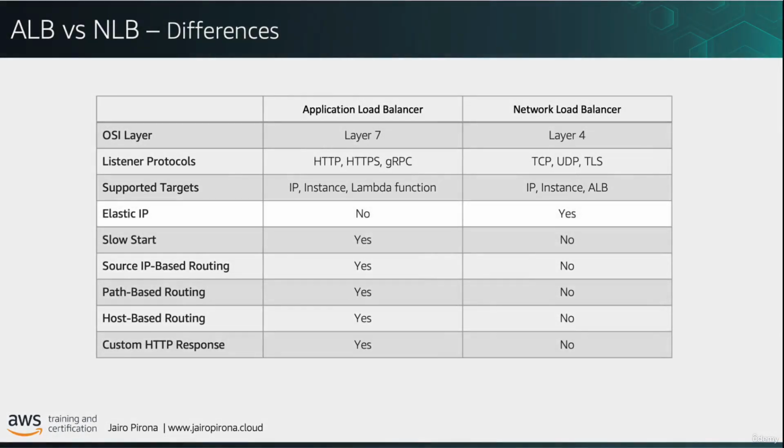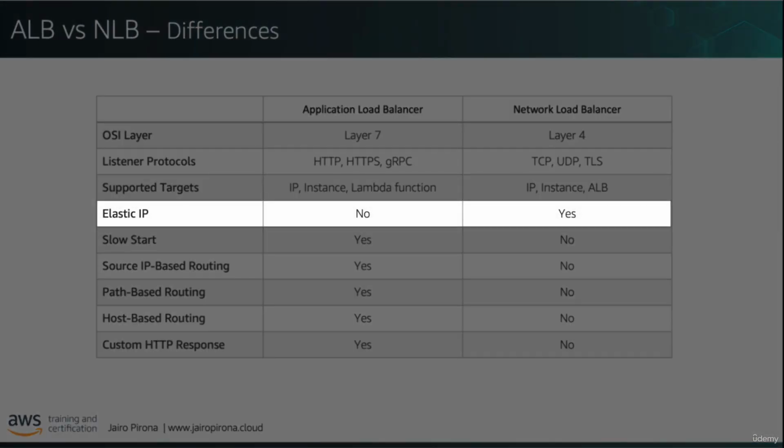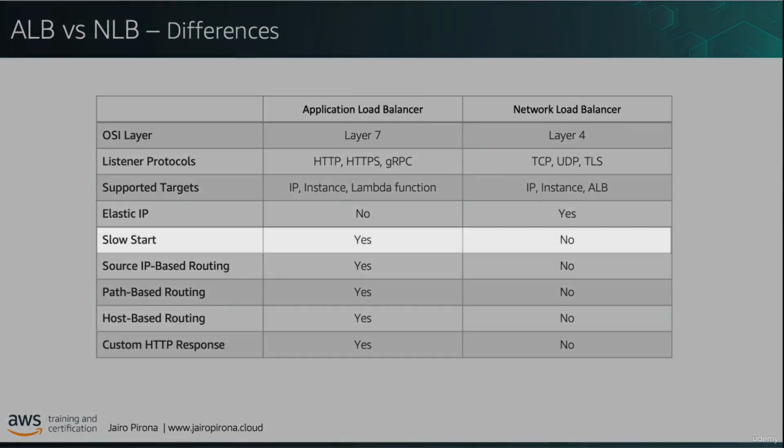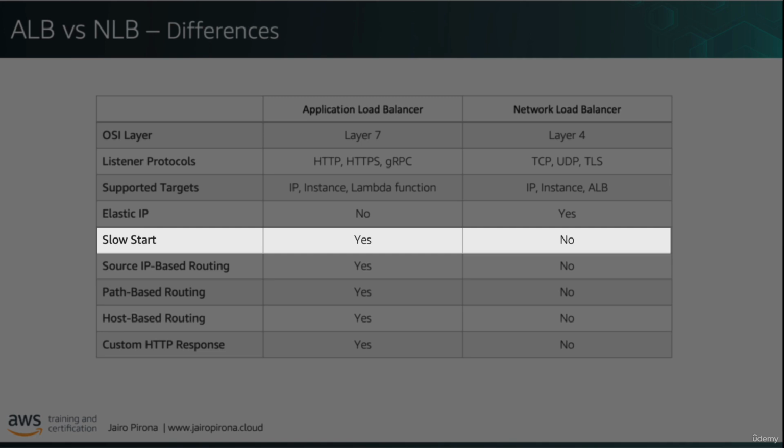The next difference is support for elastic IP. This is only supported in the network load balancer. Adding an elastic IP address provides a fixed entry point for the network load balancer. The next difference is slow start. Slow start gives targets time to warm up before the load balancer sends them their full quota of requests. This is only supported on the application load balancer.